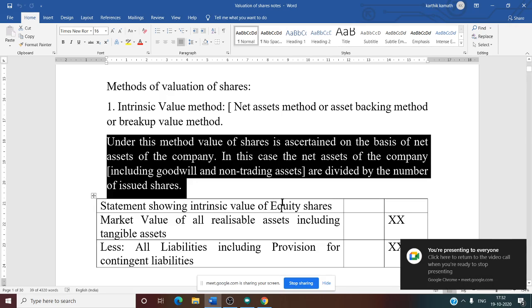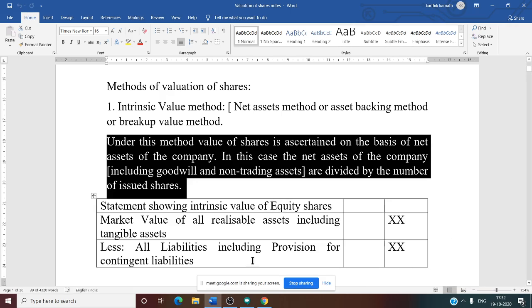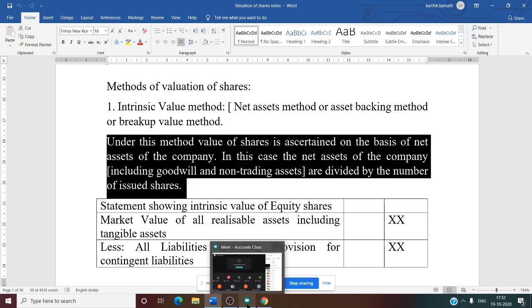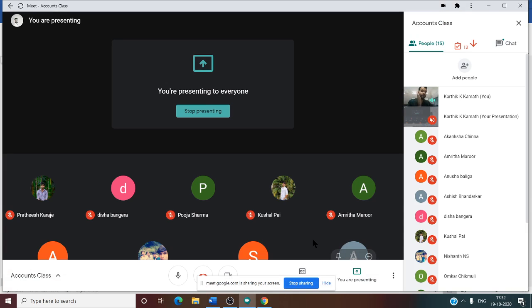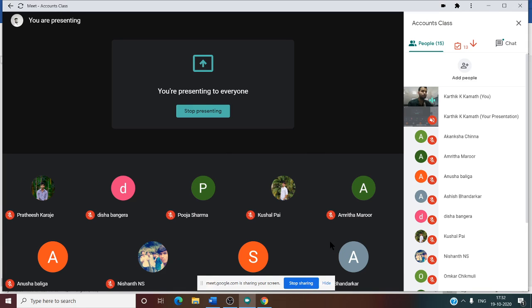So now in the case of net asset of the company, including goodwill and non-trading asset, are divided by number of issued share. So here value per share means basically we are calculating the value of equity share. We are concerned about value of equity share. So how to calculate the value of equity share? Question comes.